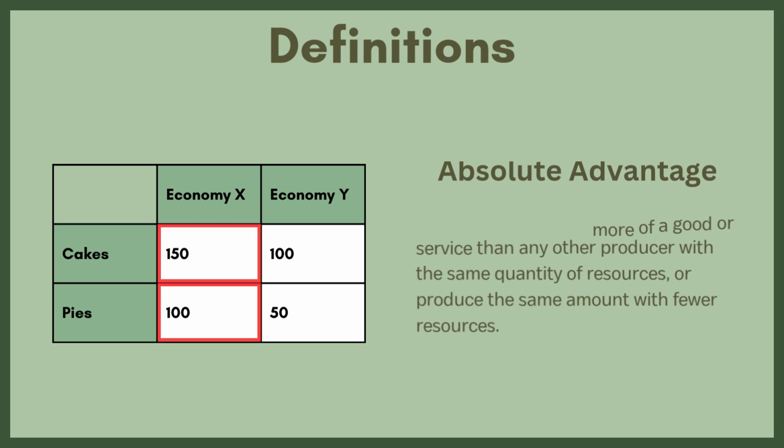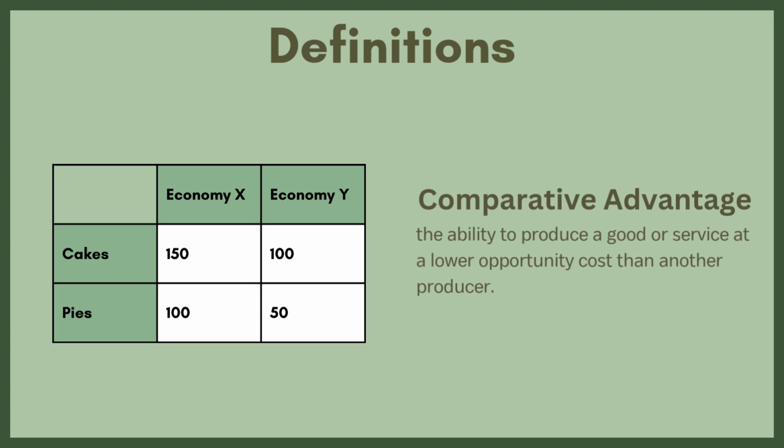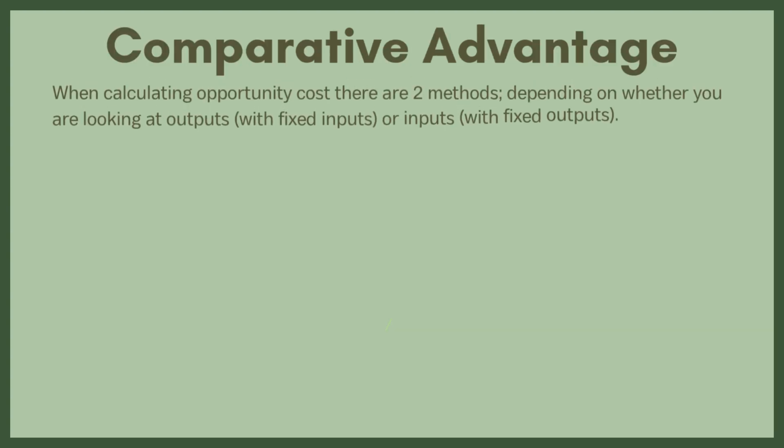pies. On the other hand, comparative advantage is the ability to produce a good or service at a lower opportunity cost than another producer. When calculating opportunity cost, there are two methods depending on whether you are looking at outputs or inputs. Let's look at outputs first.